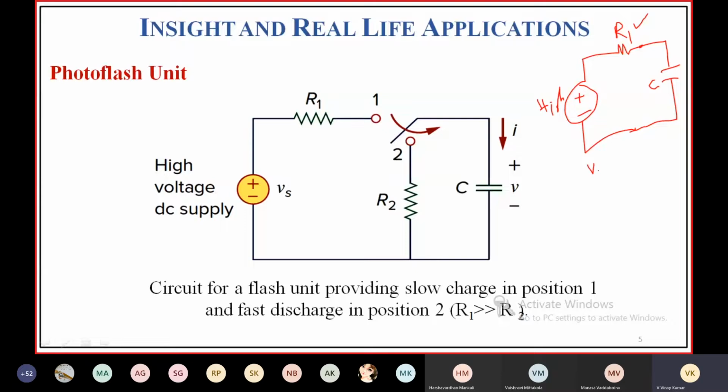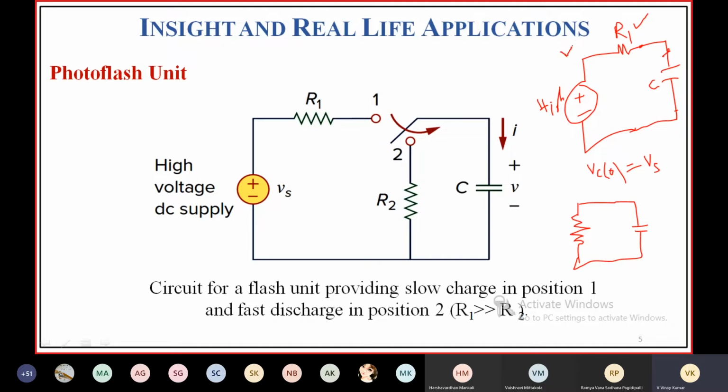Then VC of 0, the initial voltage, is equal to Vs. It gets charged with the applied voltage. Now let me move the switch to position 2. Then this is the circuit. You're going to have a source-free RC circuit.